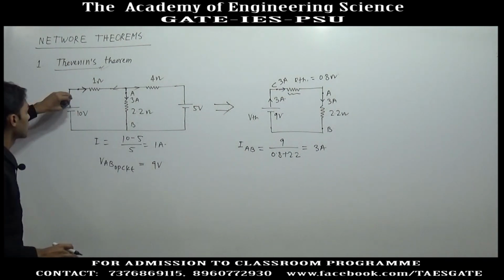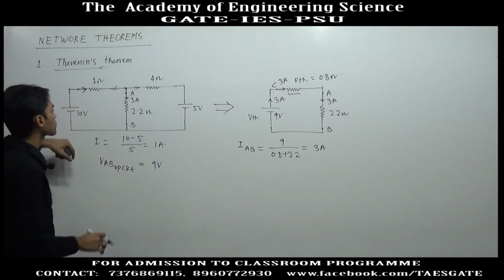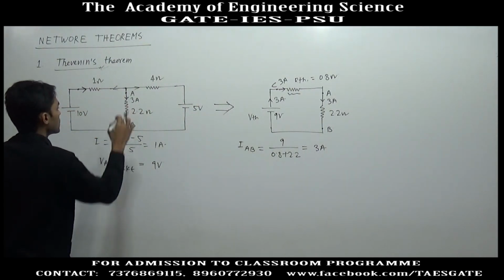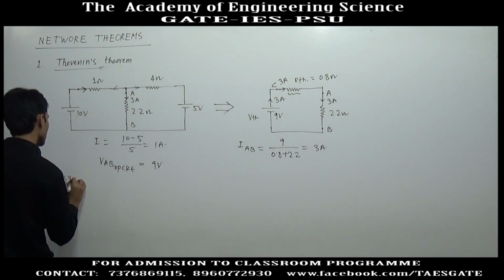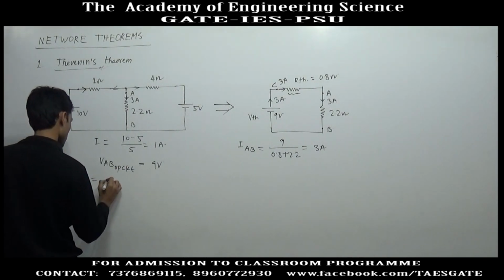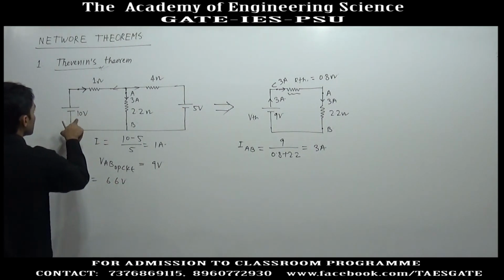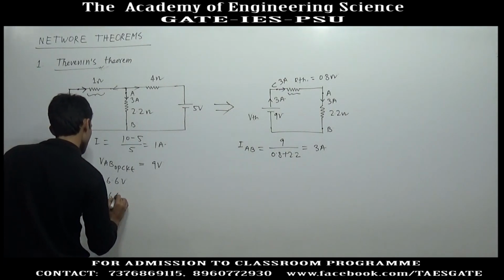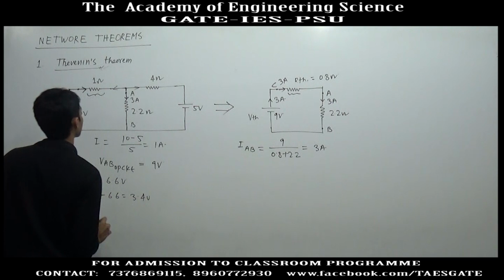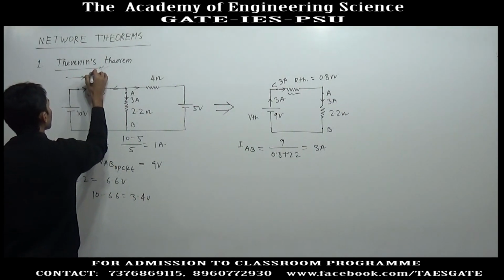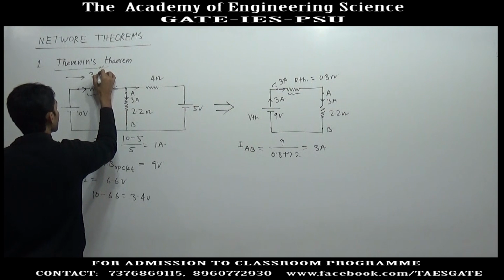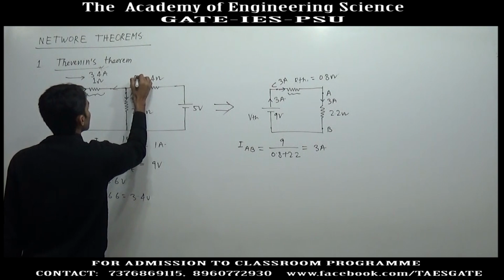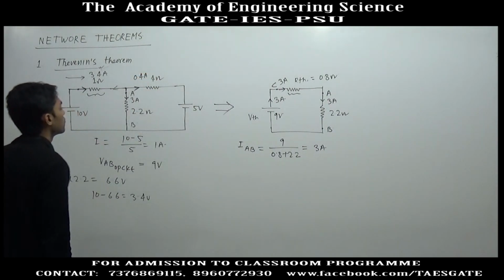Now if you want to find out the current in this 1 ohm resistance, you have 3 ampere current in this resistance. So the voltage drop across this resistance will be 3 into 2.2, that is 6.6 volt, and this is 10 volt. So the potential drop across this 1 ohm resistance is 10 minus 6.6, that is 3.4 volt. So the current here will be 3.4 ampere, and it is here 3 ampere. So 0.4 ampere current will go in the 4 ohm branch.